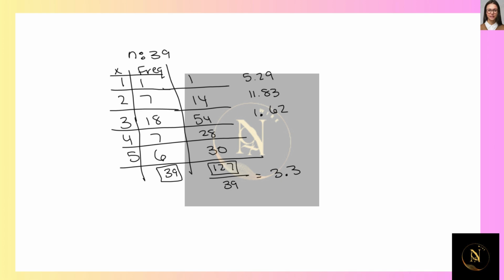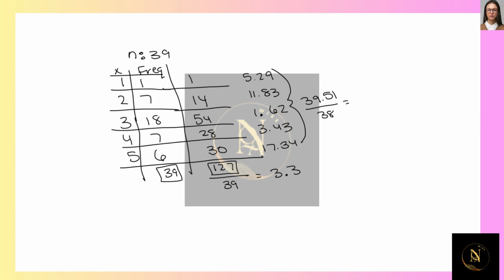Okay, and then 4 minus 3.3, which is 0.7, squaring that, and then multiplying that by 7, that's 3.43. And then 5 minus 3.3, squaring that, and then multiplying that by 6, and that's 17.34. And then I'm going to total that up, plus 3.43 plus 1.62 plus 11.83 plus 5.29, and that's 39.51. And then I'm going to divide that by 38.